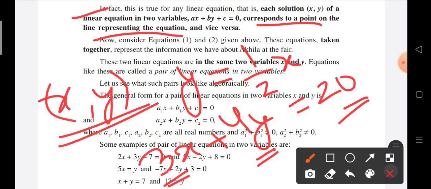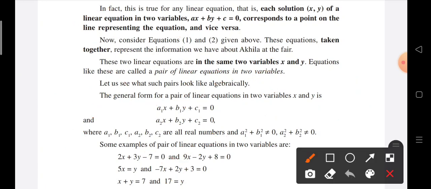Now these are the two equations we have considered. Okay. Now equation numbers 1 and 2, which are representing Akhila's events at the fair. Okay, these two linear equations are in the same variables x and y.